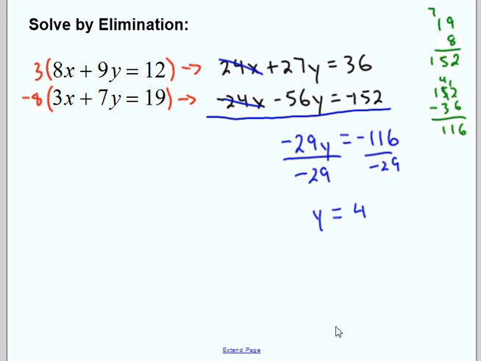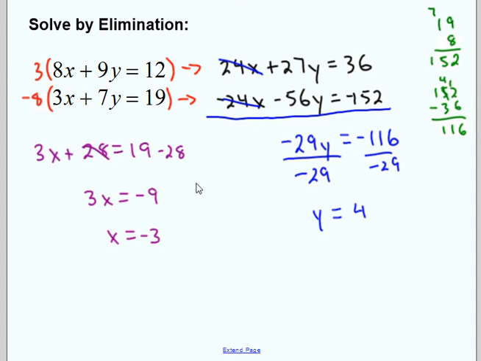Okay, now once you find one of the variables, you plug it back into either equation to find the other variable. So maybe I'll go ahead and plug it. I usually just plug it in the bottom one. So in this bottom one, I have 3 times x, plus 7 times y. So 7 times 4 is 28, and that equals 19. So then I'll subtract 28 from both sides, and 3x is going to be negative 9. 19 minus 28 is negative 9. I'll divide by 3, and x is negative 3.